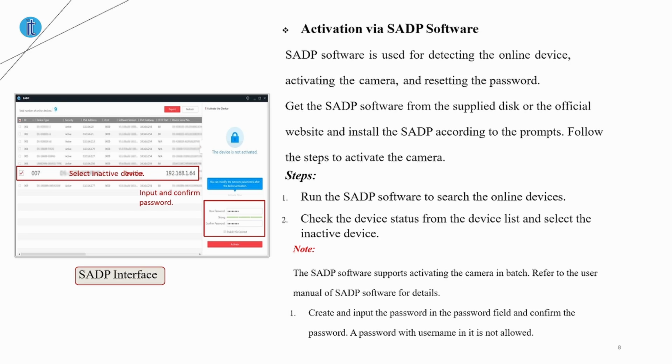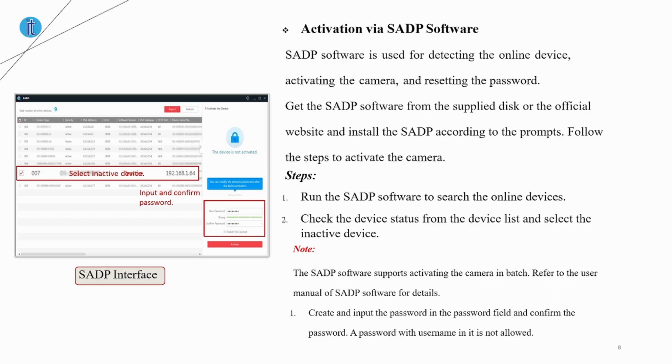Get the SADP software from the supplied disk or the official website. Just as I told you, it either comes with the camera, or you can also install it from the website. Install the SADP according to the prompt. Follow the steps to activate the camera. Step 1: Run the SADP software to search the online devices. Step 2: Check the device status from the device list and select inactive devices. That is to say, the devices that are inactive, you can select them.